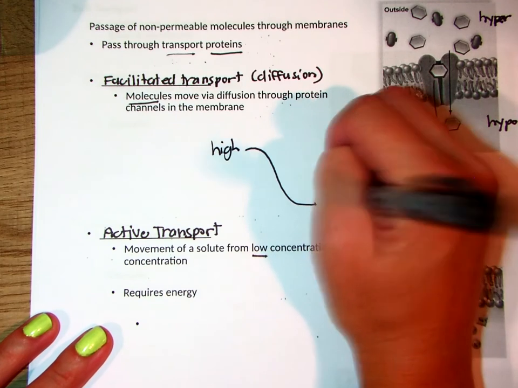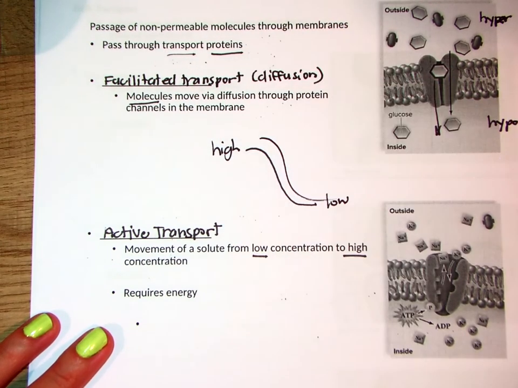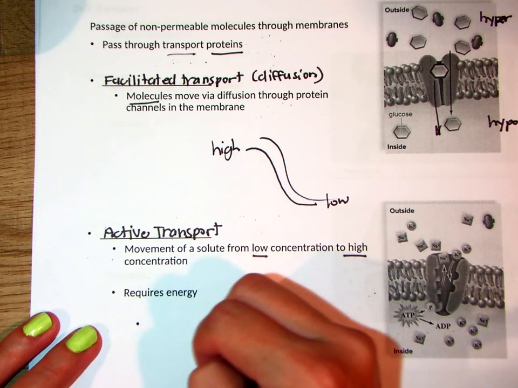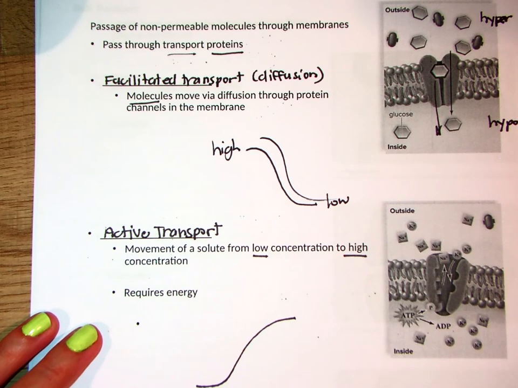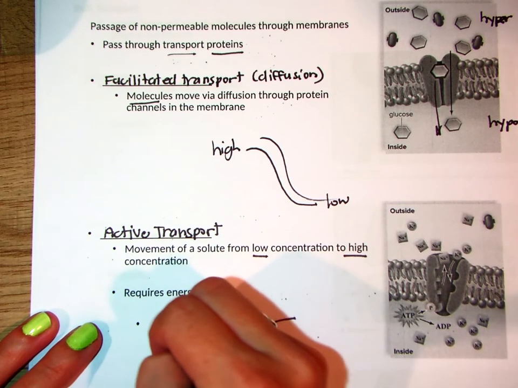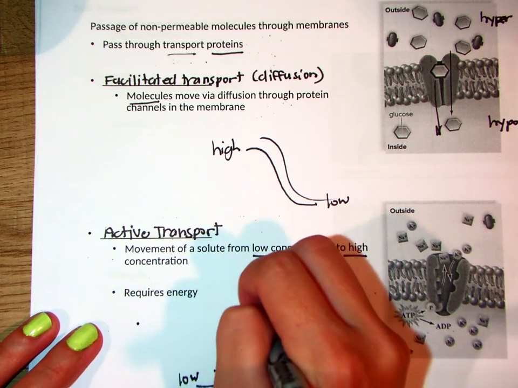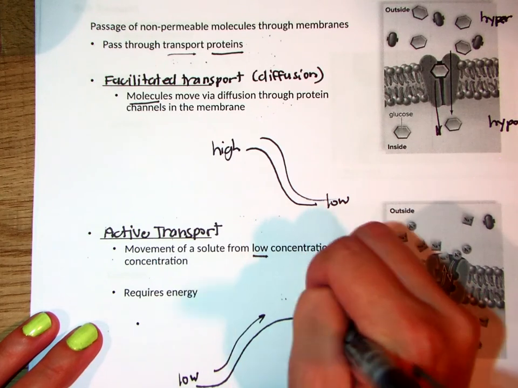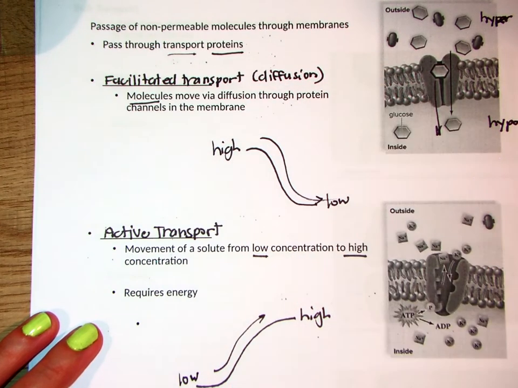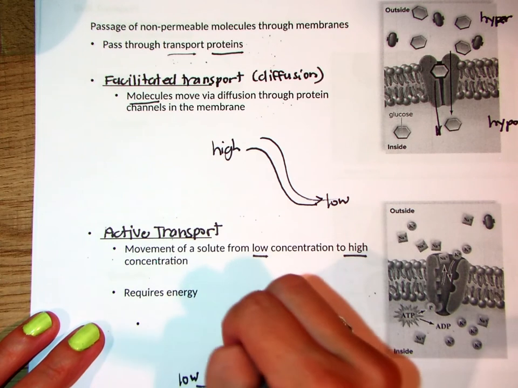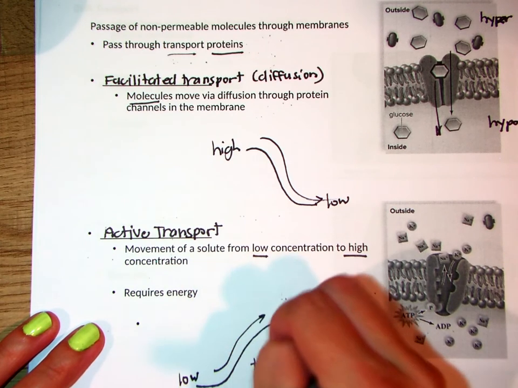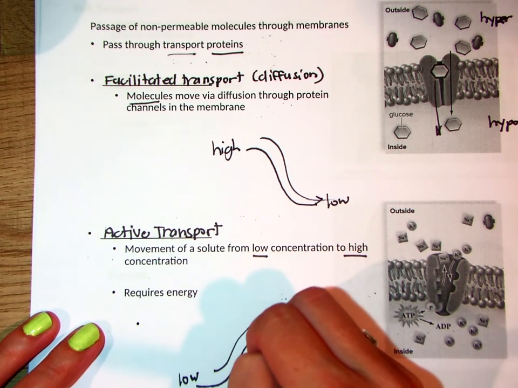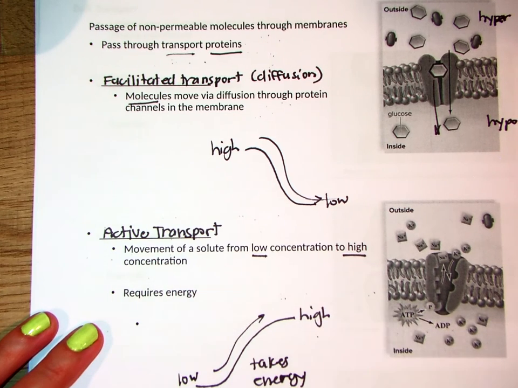that's just like, whee! You don't require any energy, you just kind of go from high to low. But if you were going to go in the reverse from low to high and climb up the slide, that's going to take a lot of energy. And we call that going against the concentration gradient.